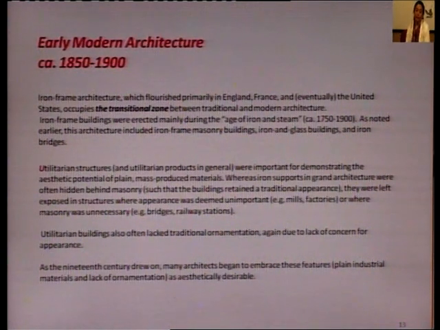So as the 19th century drew on, many architects began to embrace these features, which were plain industrial materials and a lack of ornamentation, as being aesthetically desirable. So the industrial era is also known as the machine age. So we have the first machine age and we have the second machine age.